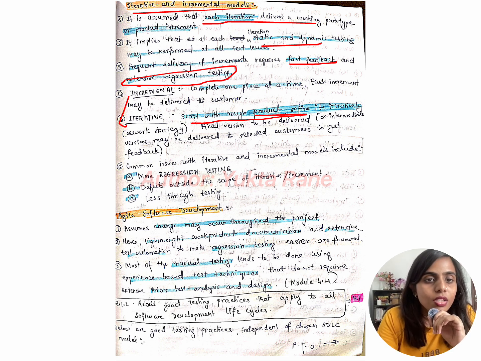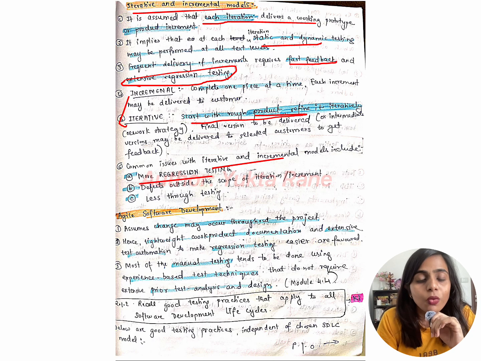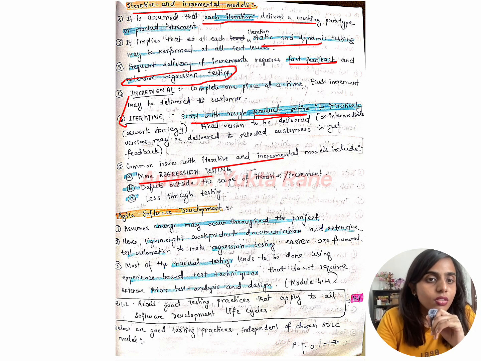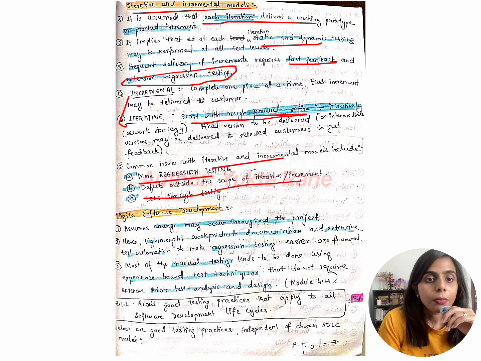Now, common issues with the iterative and incremental models is they require more regression testing. So they need a separate team who carry out extensive regression testing, and defects outside the scope of iteration or increment. Since at the end of iteration it will be a working prototype, but they cannot log defects at that duration, because the working prototype is not entirely ready, okay.